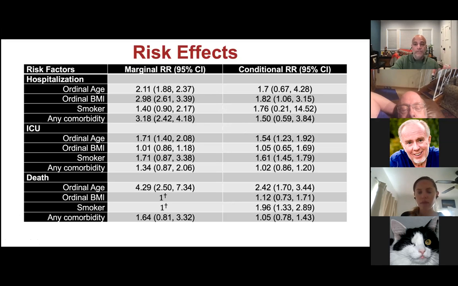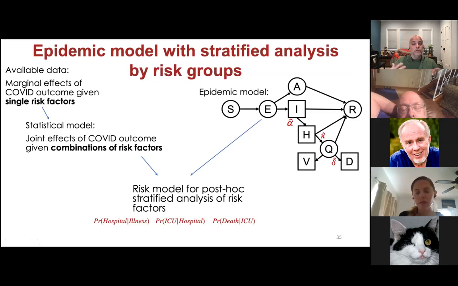So now that we have these joint conditional models, we want to use them to construct a risk model for the probability of hospitalization given illness, ICU given hospitalization, and death given ICU. And we have these relative risk factors, but what we really need is the intercept. What's the baseline probability or the average probability? And that's what we can pull from the epidemic model.